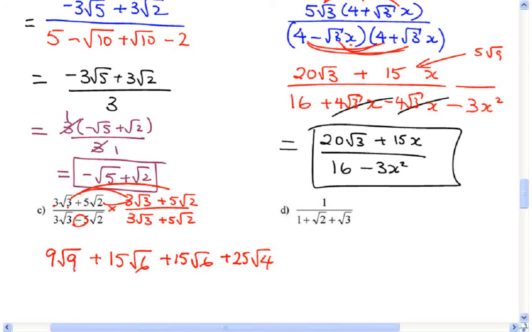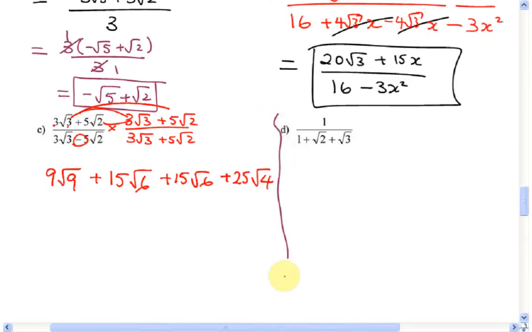I know some of you are thinking, Mr. Lee, why don't you simplify first? But I will try to do that in a second. The denominator, 3 root 3 times 3 root 3. That's once again a 9 root 9. Then I have a 15 root 6.